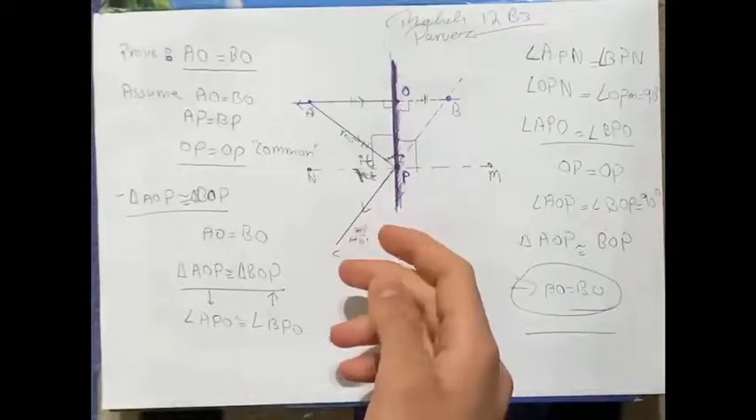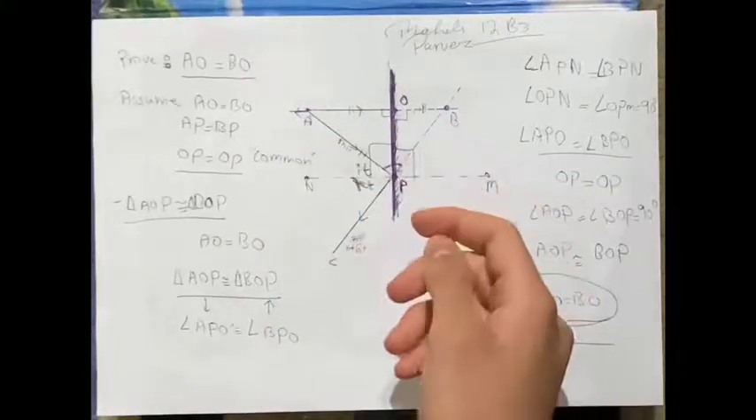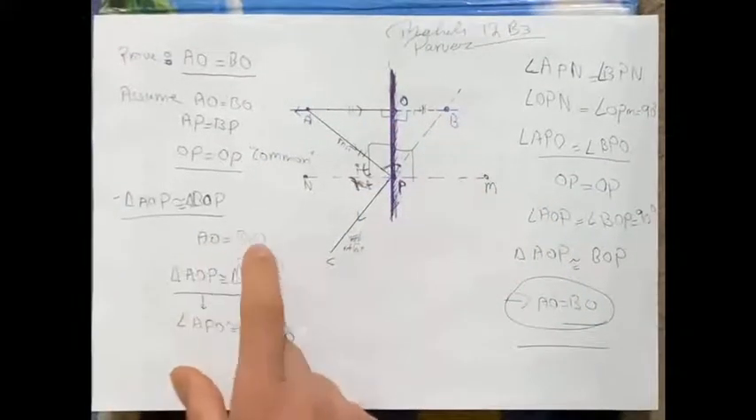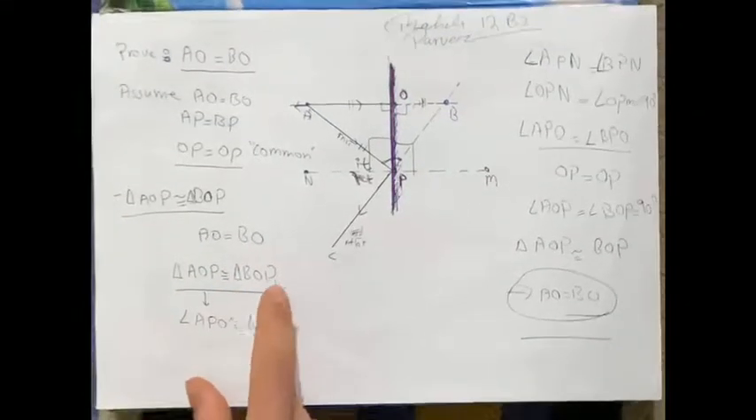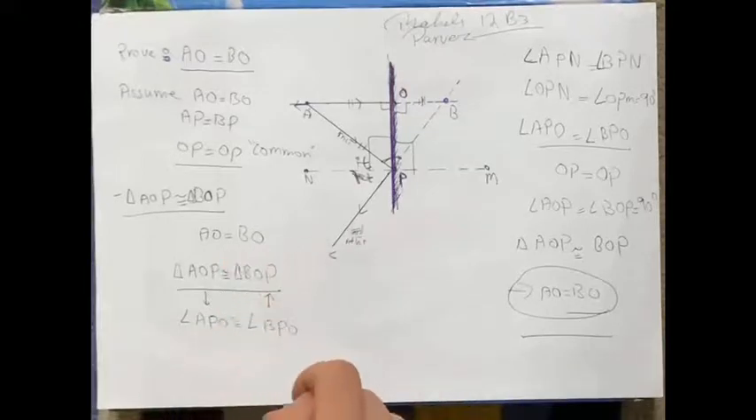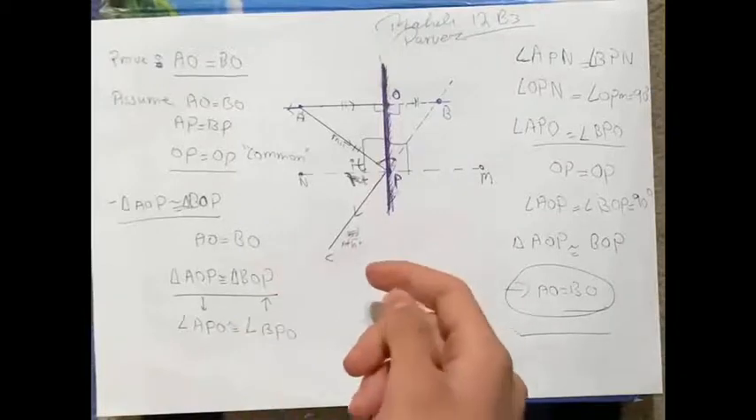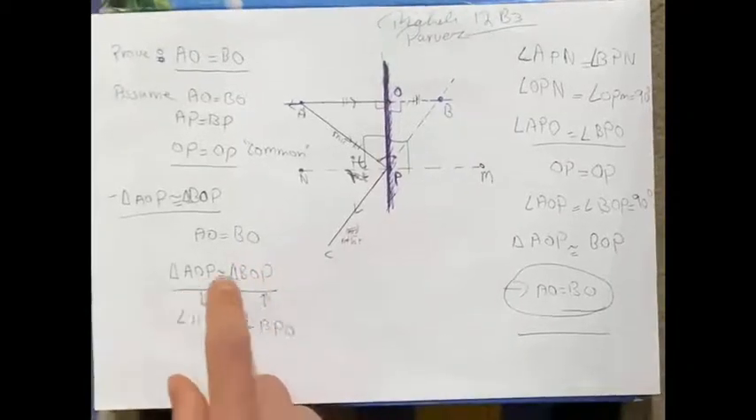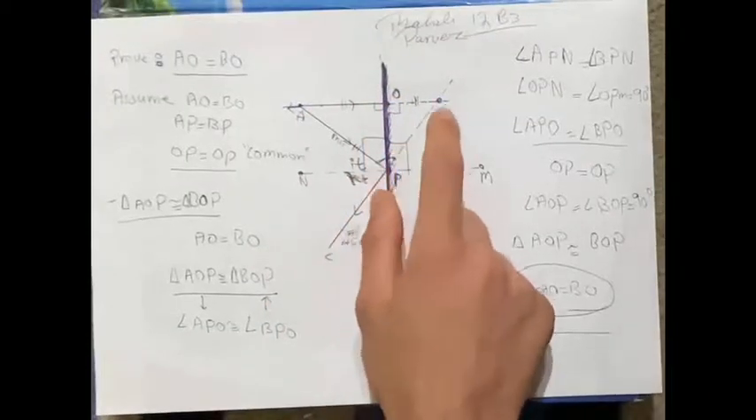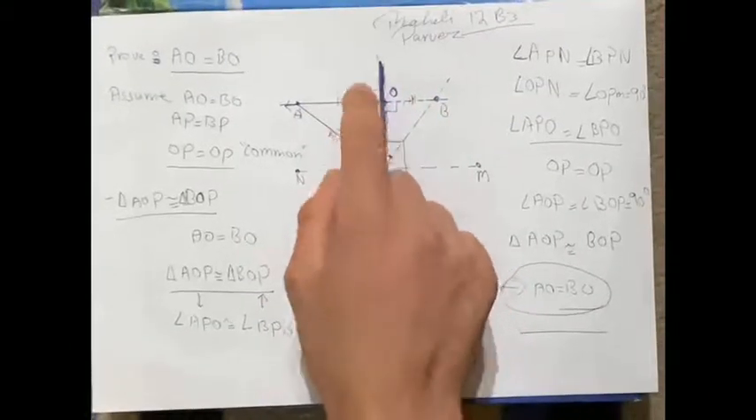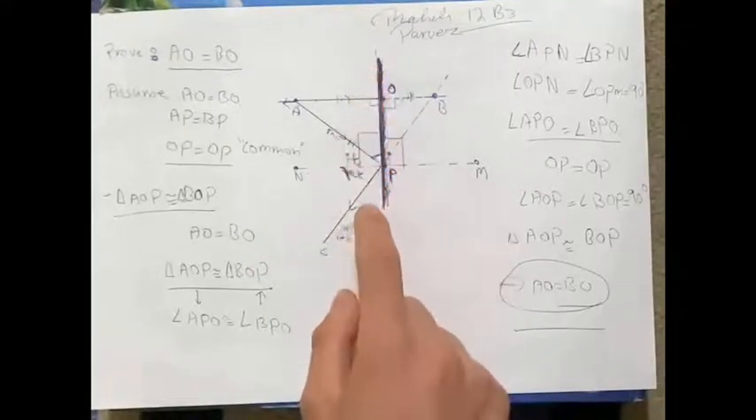Now, we aren't sure whether AO is equal to BO. We have to prove that. So I can say if AO is equal to BO, I get triangle AOP congruent to triangle BOP. In this case, AO equals BO. Now, how do we prove these two triangles are congruent? When you look at angle AOP and angle BOP, they both are 90 degrees. And OP is common to both, and also this line is common.